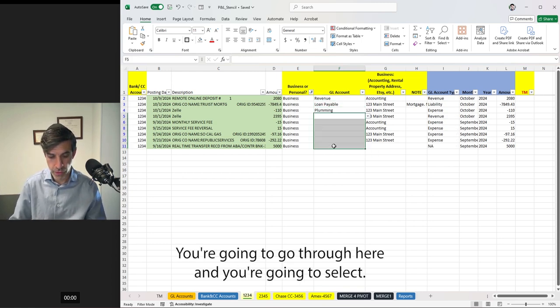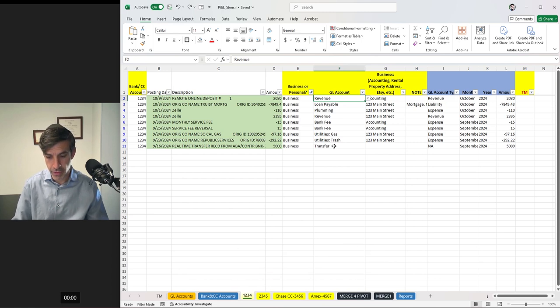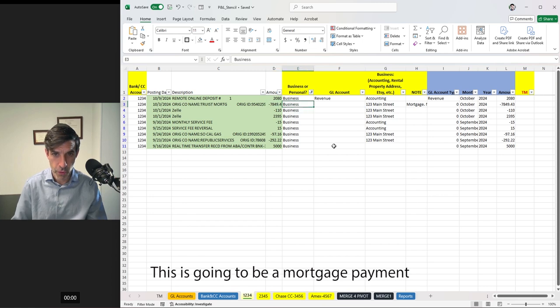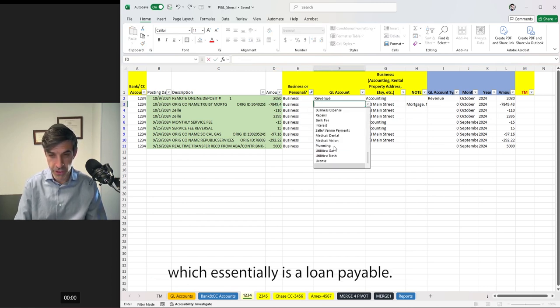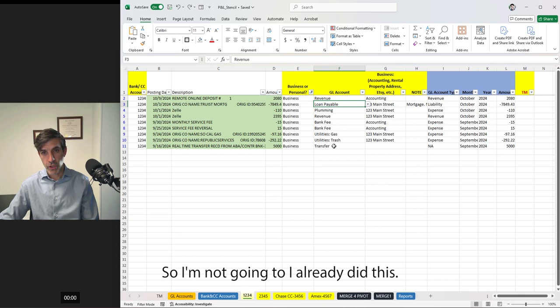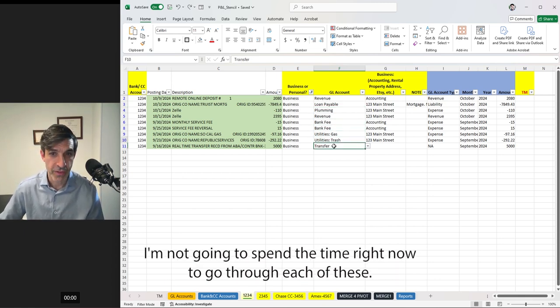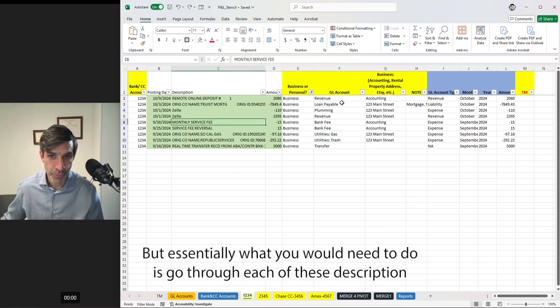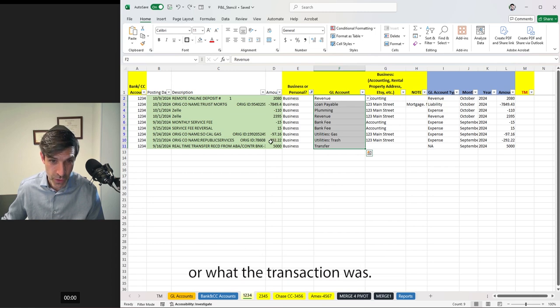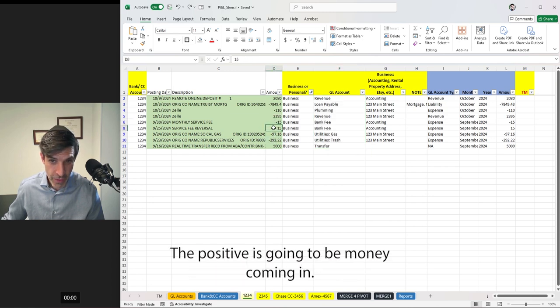You're going to go through here and you're going to select, this is going to be revenue, this is going to be a mortgage payment, which essentially is a loan payable, right, because you're reducing your loan payable over here, reducing your mortgage. So I already did this. I'm not going to spend the time right now to go through each of these, but essentially what you would need to do is go through each of these descriptions, determine what the expense is, assuming it's an expense, or what the transaction was. All the negatives are going to be expenses. The positive is going to be money coming in.